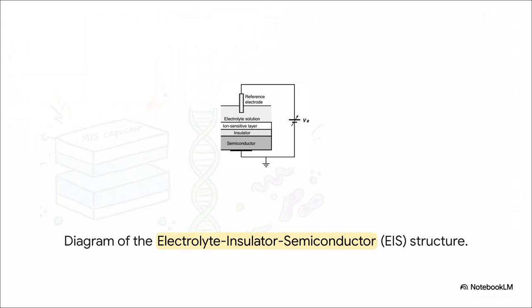So, our physical structure gets a major upgrade. We still have the semiconductor and the insulator at the bottom, but on top, we deposit an ion-sensitive layer, and sitting right above that is our liquid electrolyte solution. That's the actual biological sample we want to test. By dropping a reference electrode into the liquid to apply our gate bias, ion exchanges right at the interface create a totally unique potential. And critically, this potential is directly proportional to the specific ion concentration in the liquid.